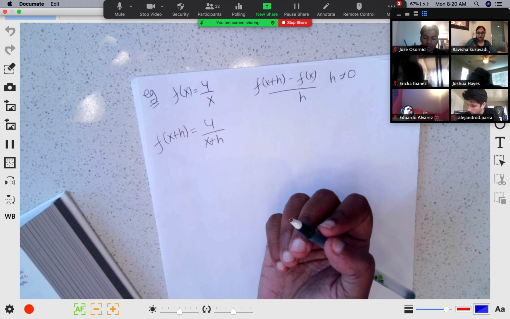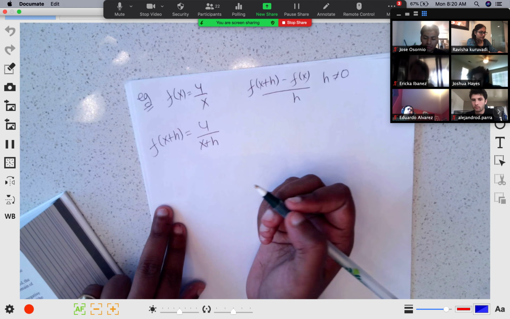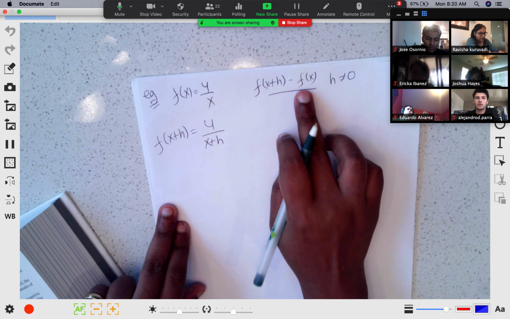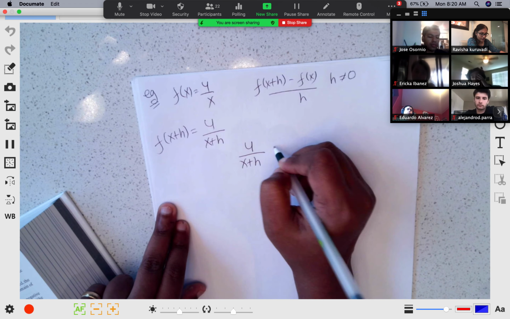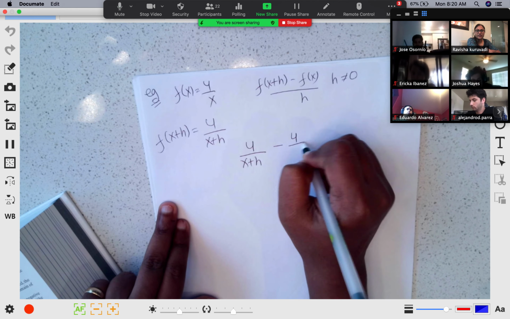And then you would put negative f of x. So put these things in the formula. So it becomes 4 over x plus h minus what? 4 over x. Okay, and then this whole thing divided by h.